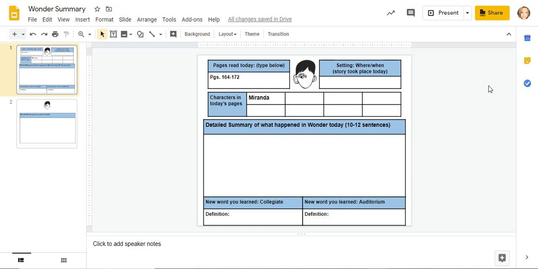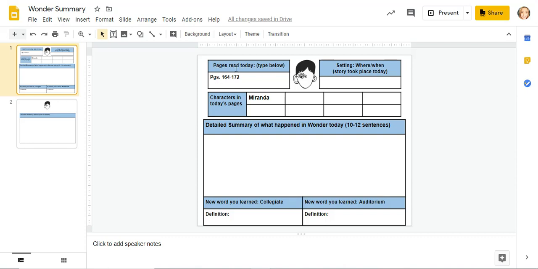Hi guys, I just wanted to show you how to navigate through this Wonder Summary template on Google Docs. First thing you want to do is you notice over here on the left there are actually two slides. You want to make sure that you're on the first one. The second one is just if you need extra space.